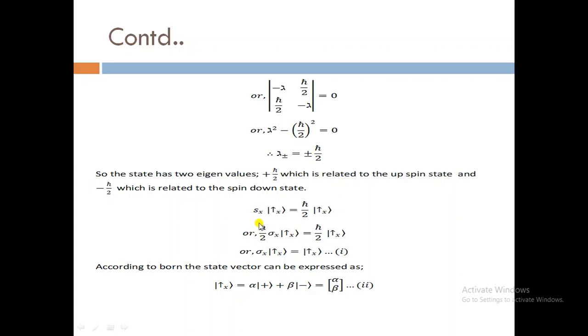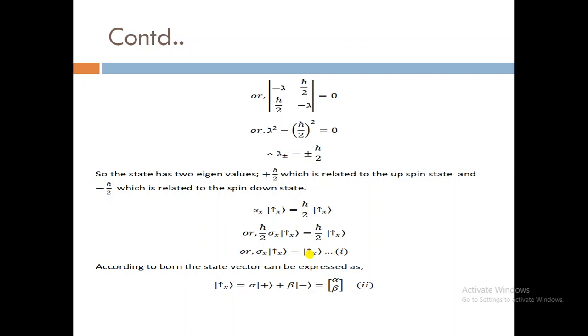We have written that in terms of the Pauli spin matrix, so this stays as it is, and ħ/2 can be cancelled because it is the same on both sides, right? So here sigma x |↑x⟩ is equal to |↑x⟩. This is the spin up state along x direction.